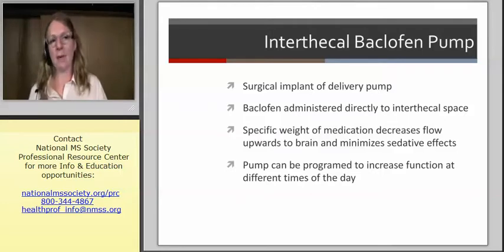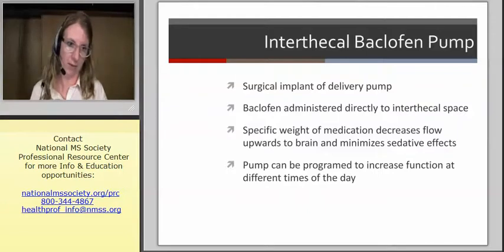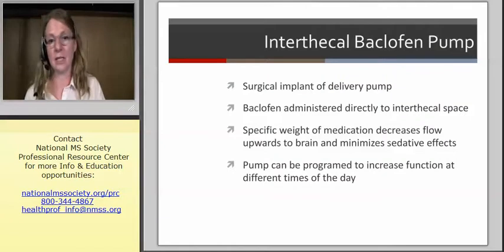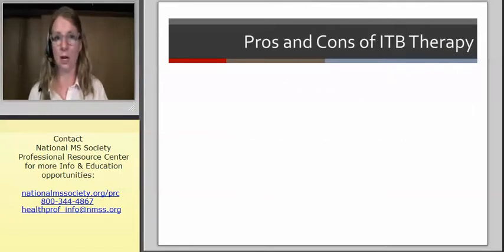So if the patient's more stiff in the morning, they can have a little bit more right before they get up in the day. If they want more before they go to bed so they can sleep, they can have a little bit more then, which is really nice. So it doesn't have to be a straight continuous dose all 24 hours. Pros and cons of ITB therapy.